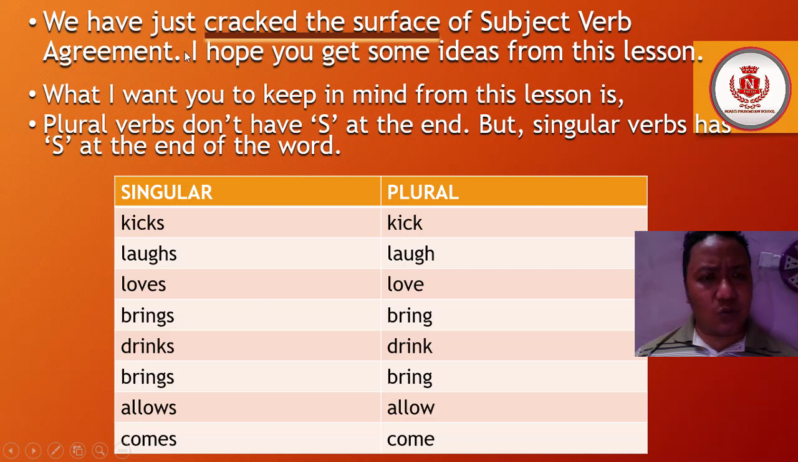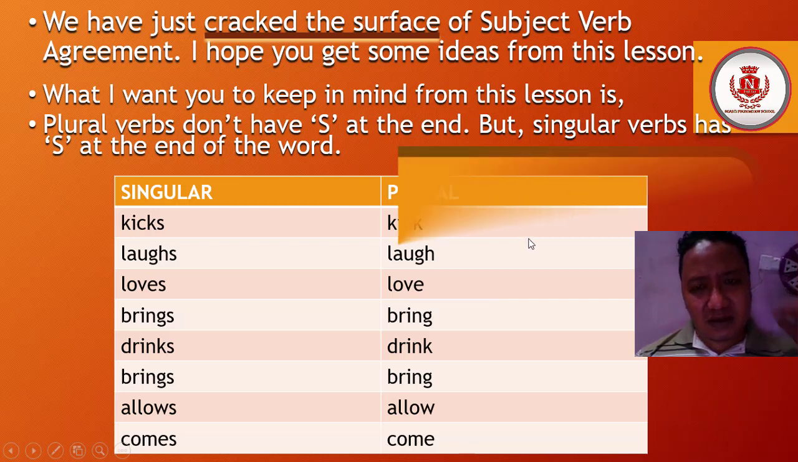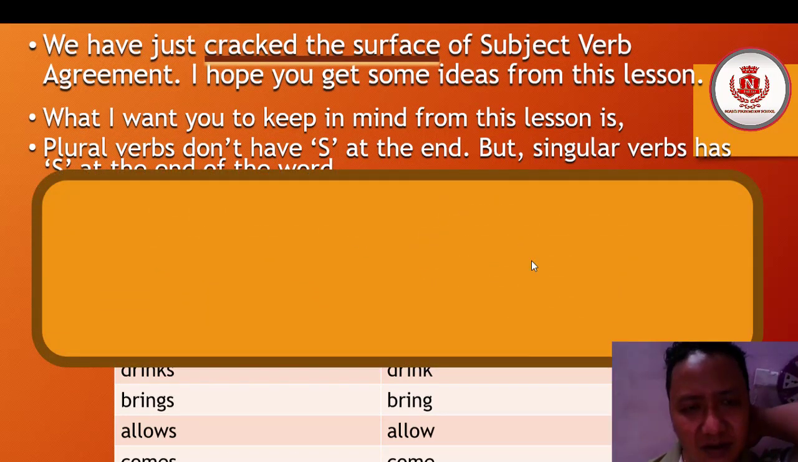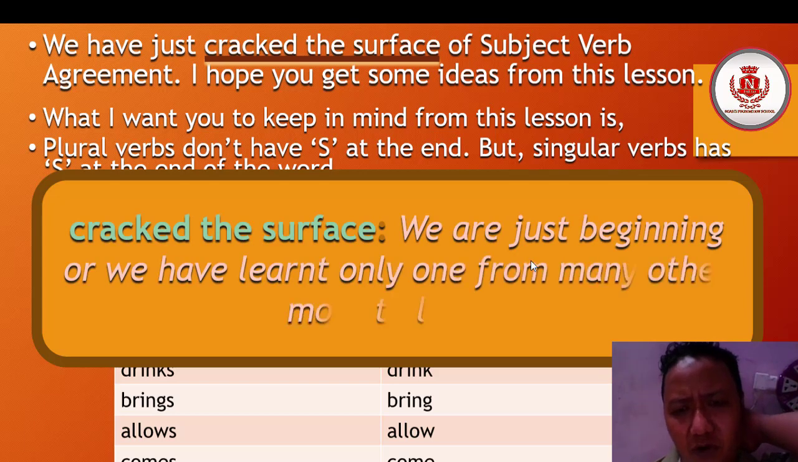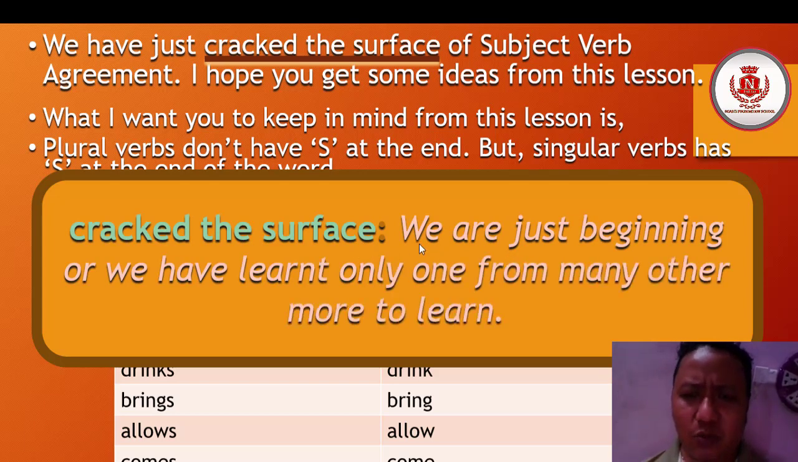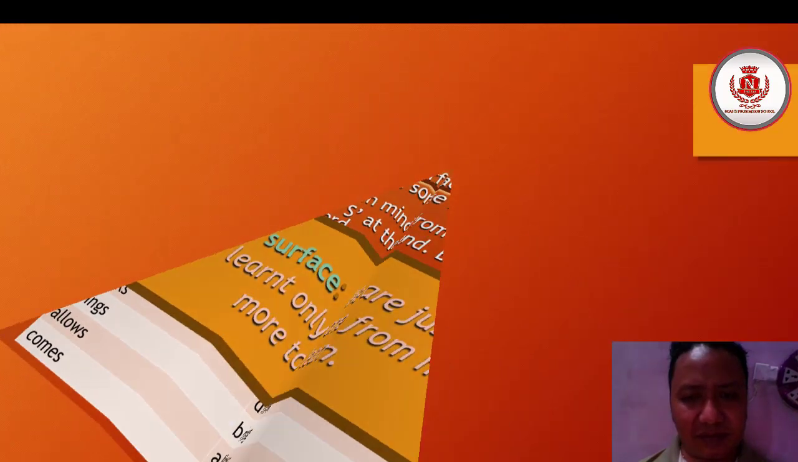And here I have used the phrase "crack the surface." What is the meaning of crack the surface? In the simplest form, crack the surface means we are just beginning, or we have learned only one from many others more to learn. We are just beginning. Crack the surface. Alright, so just remember that.